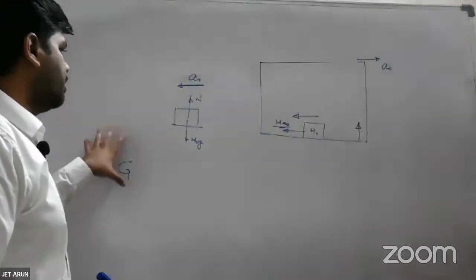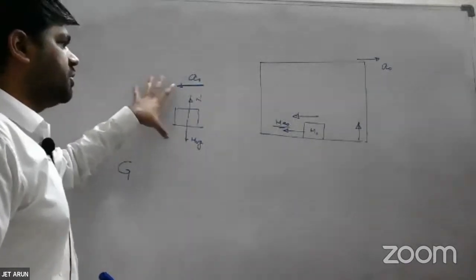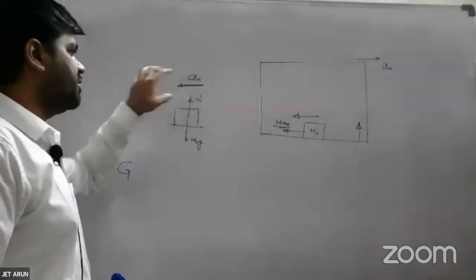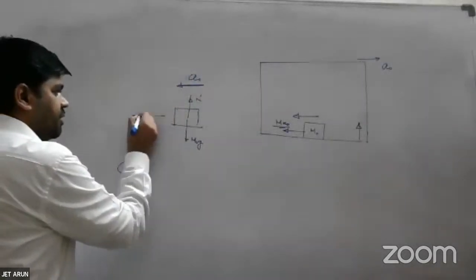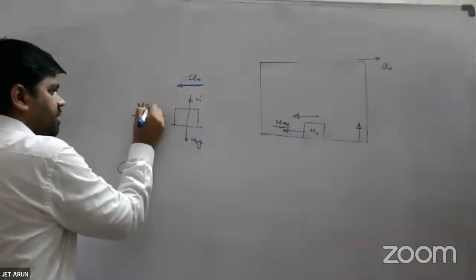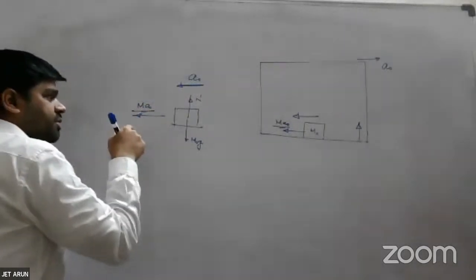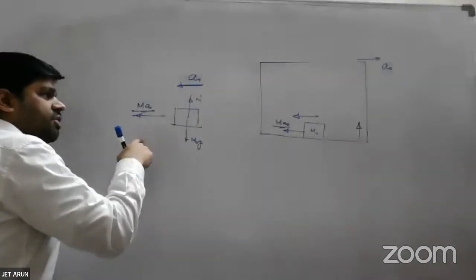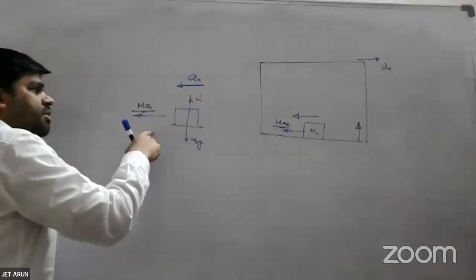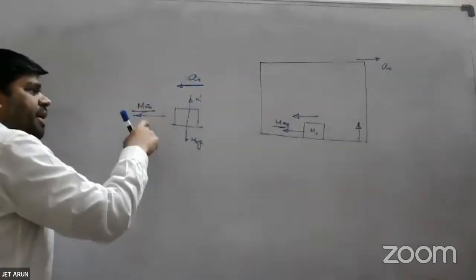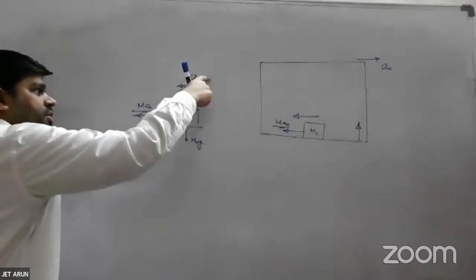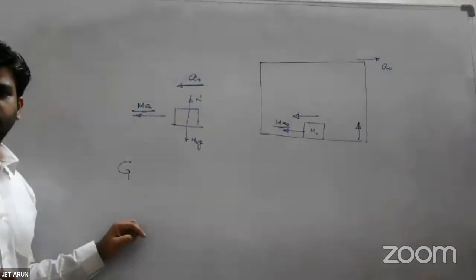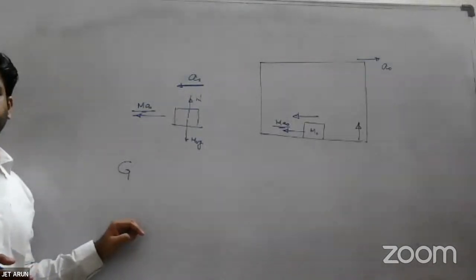So with respect to the ground, cause and effect matched. But with respect to the truck, there is no cause, but there is an effect. To explain this effect, we say there is a cause of m a0 on the particle, which doesn't actually have a real cause. It is just a false term, a mathematical term added to the equation to explain this effect. That's why it's called a pseudo force or a fictitious force or a false force or inertial force.